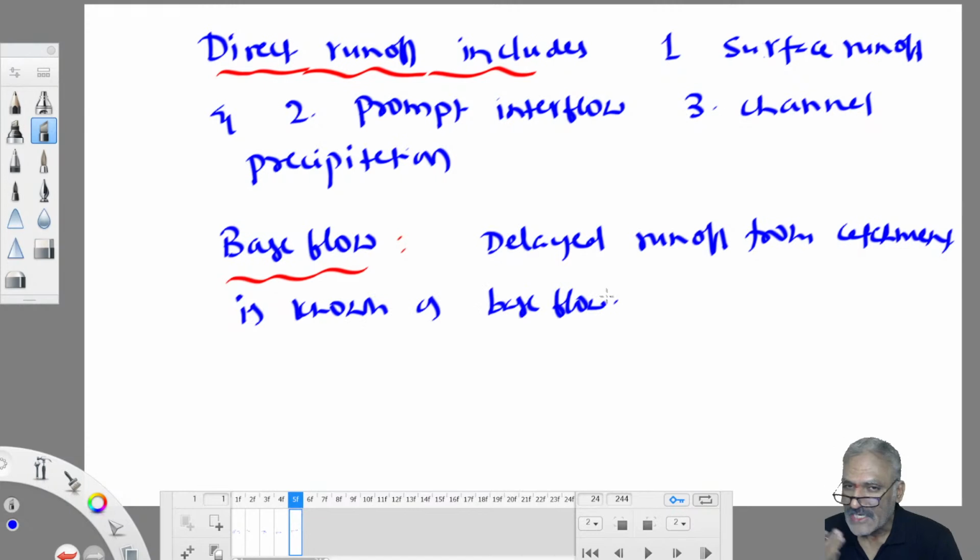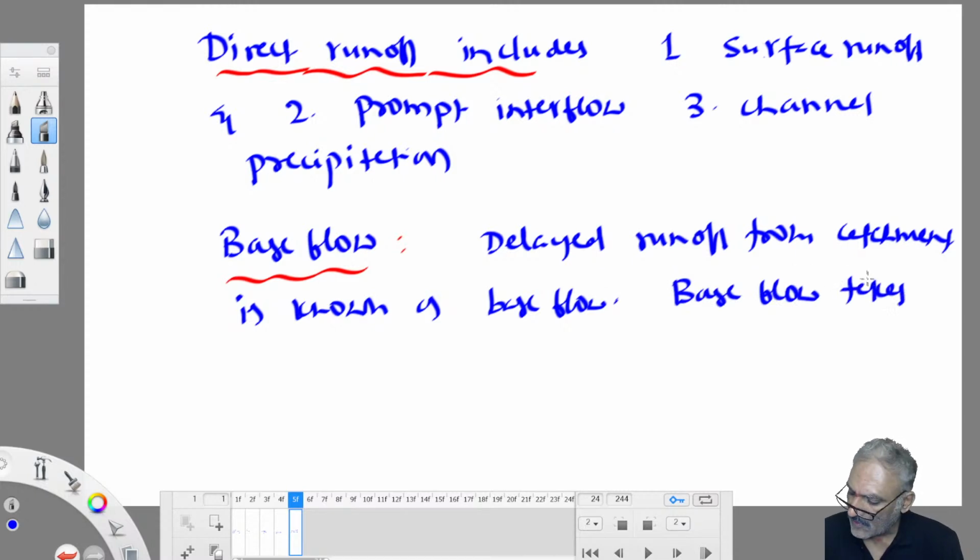So it takes months together in joining the water body. Instantly, today it rains, the rainwater which gets into the ground, to get out of that ground, it takes months together, sometimes years together also. So that part of runoff is called base flow. Base flow takes its own time in joining the water body.